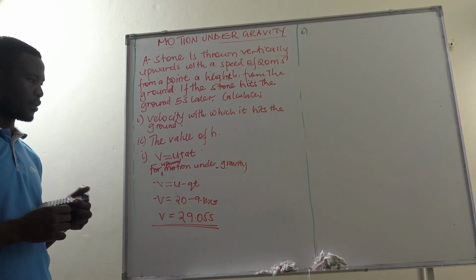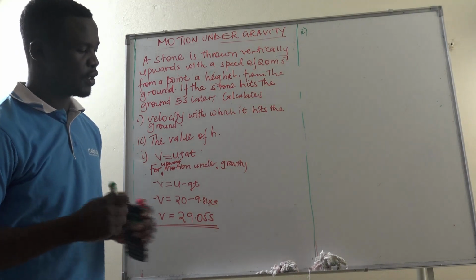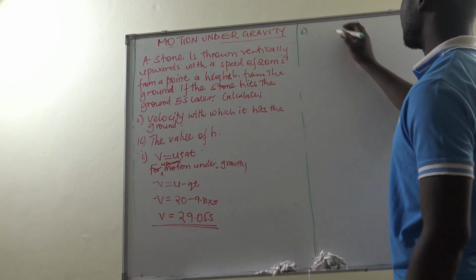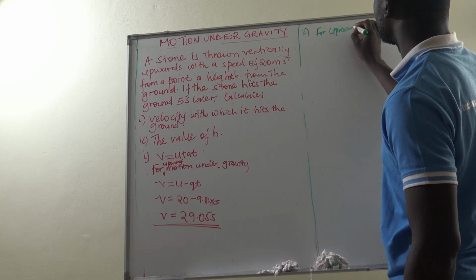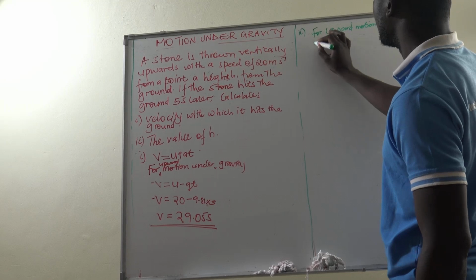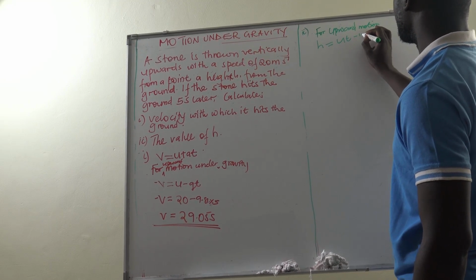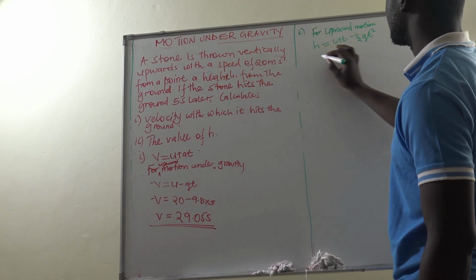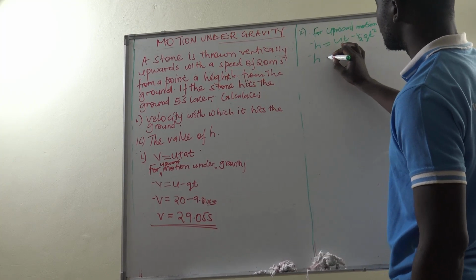So the next question was that we should find the value of h. So how do we calculate the value of h? We have a series of ways of how we can calculate h. Now this is for upward motion. h is equal to ut minus a half gt squared. Therefore, this h of ours is also negative for upward motion.